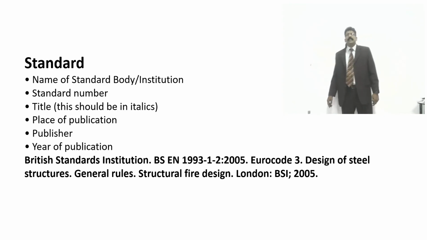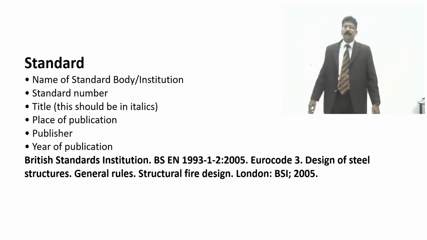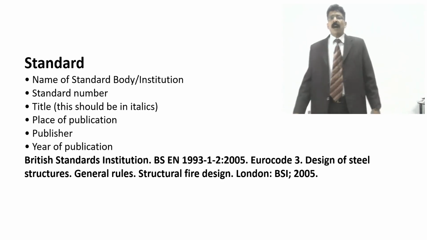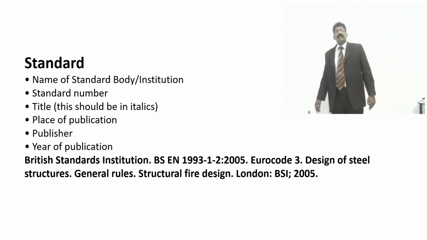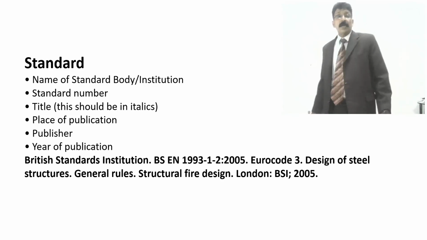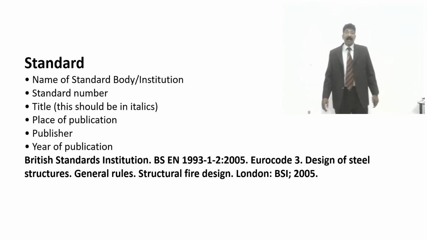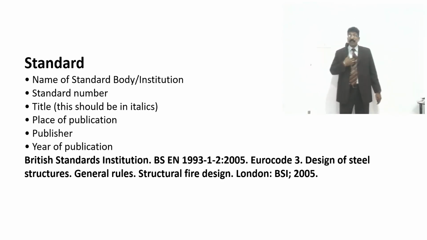Sometimes there is the name of a standard by an institution, a forum, or a profile. There is a standard number. When you are referring to a standard of an institution or an organization, you have to write the name of the standard body or institution, the standard number, and the title in italics, then the place of publication, the publisher, and the year of publication.